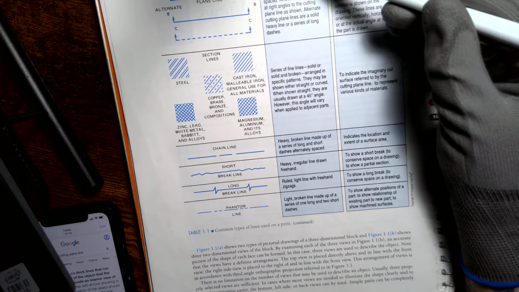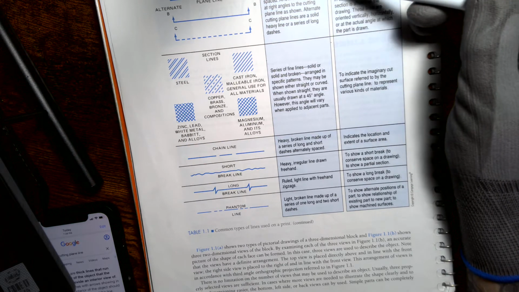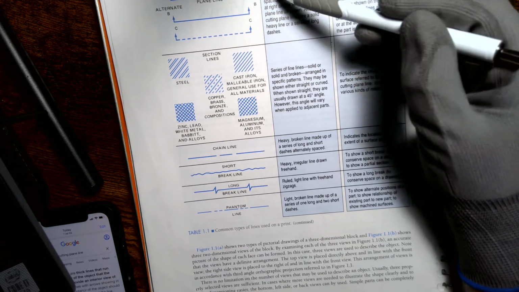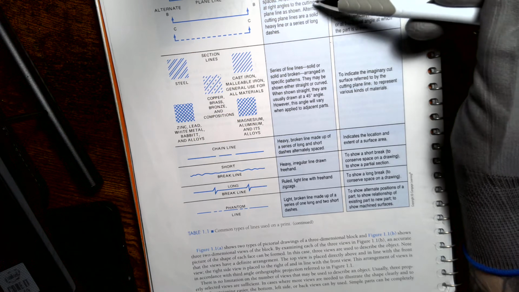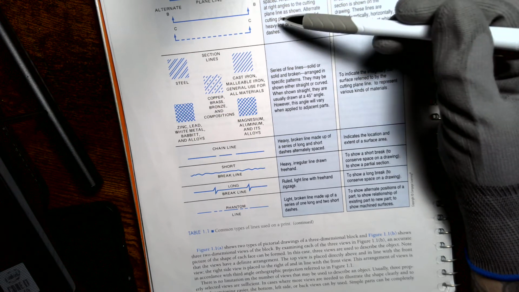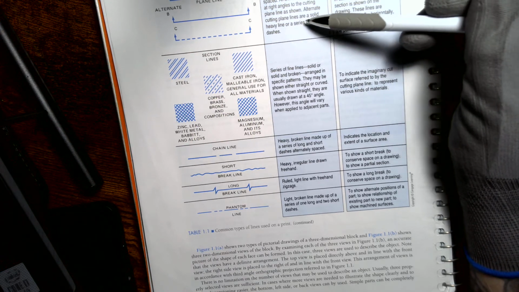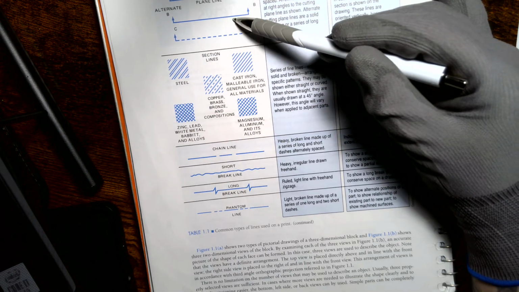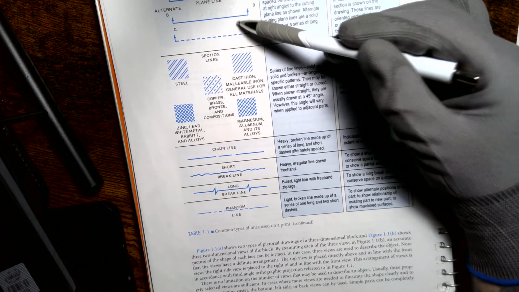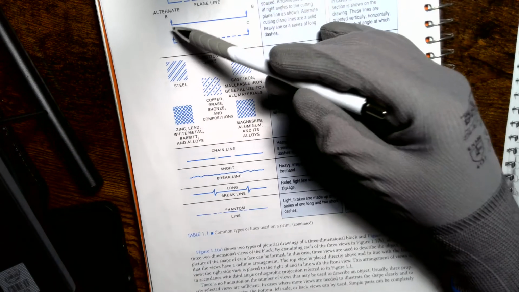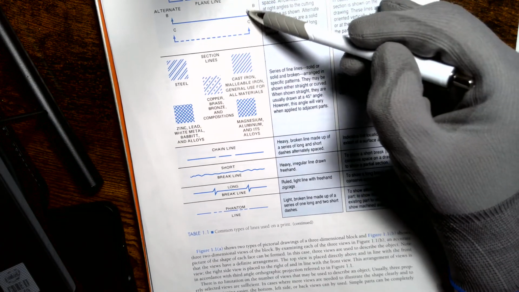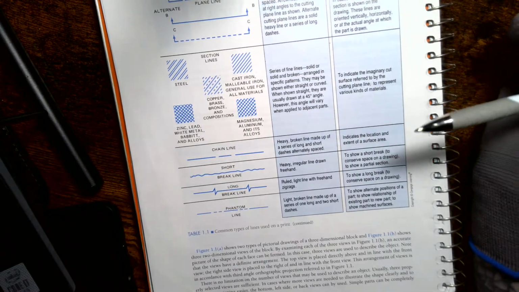This says that the preferred cutting plane line is a heavy broken line made up of a series of one long and two short dashes alternately spaced. So that's the preferred method. Arrowheads are placed at right angles to the cutting plane line as shown. Alternate cutting plane lines are a solid heavy line or a series of long dash lines. So kind of like an outline, or an object line and a hidden line in some respect, and then a center line here. And then of course you got your right angle arrows here.